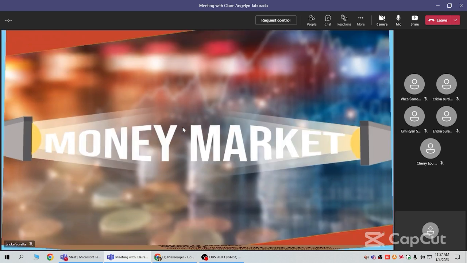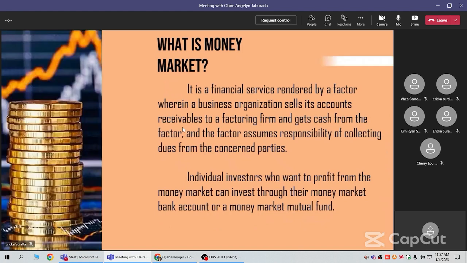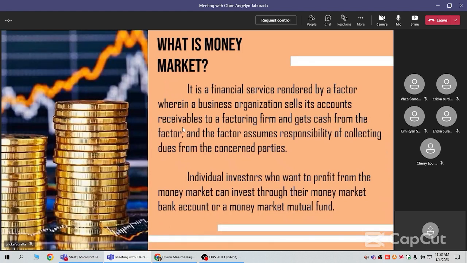So money market. What is money market? Money market is a financial service rendered by a factor wherein a business organization sells its account receivable to a factoring firm and gets cash from the factor. And the factor assumes responsibility of collecting dues from the concerned parties.